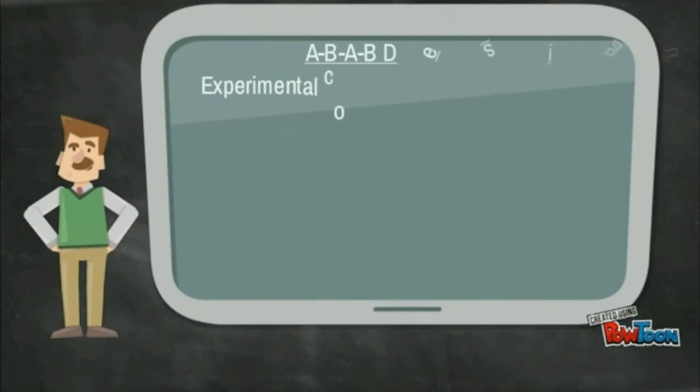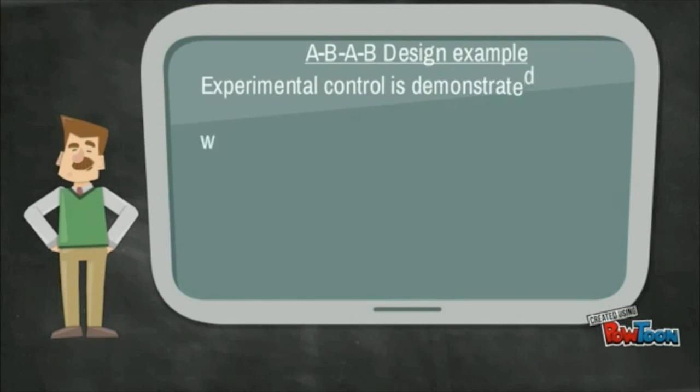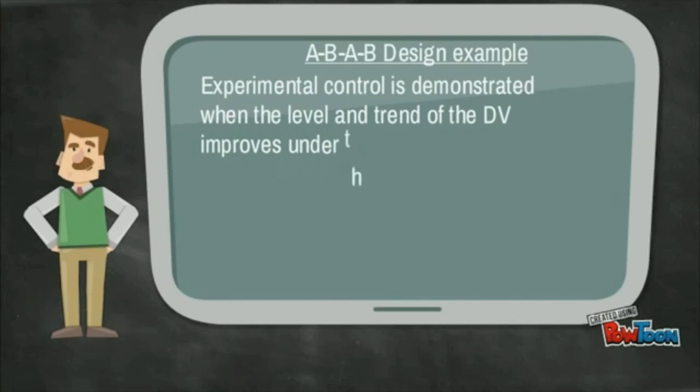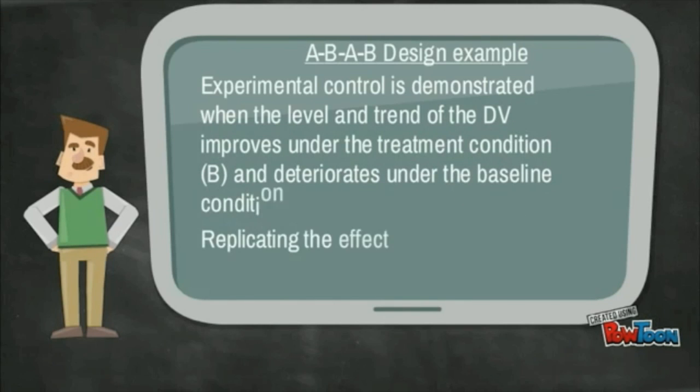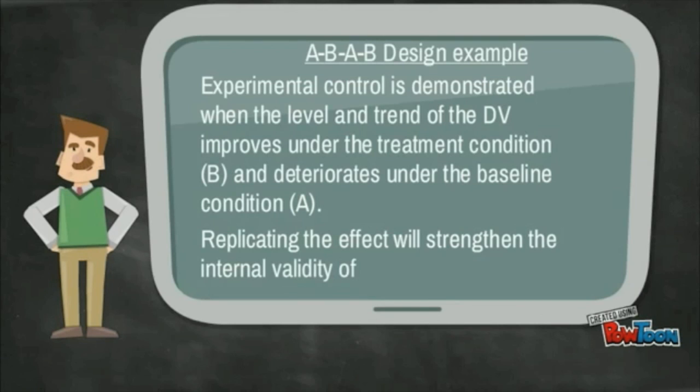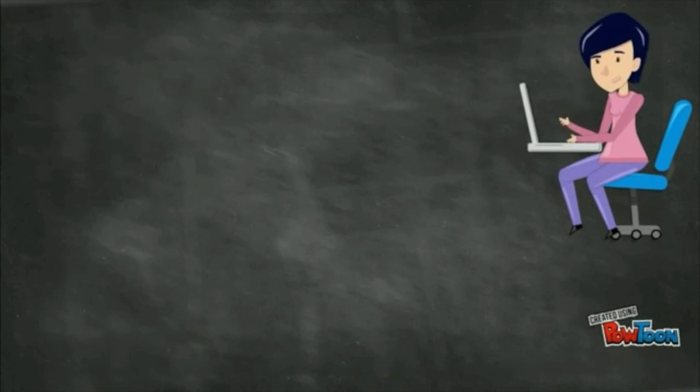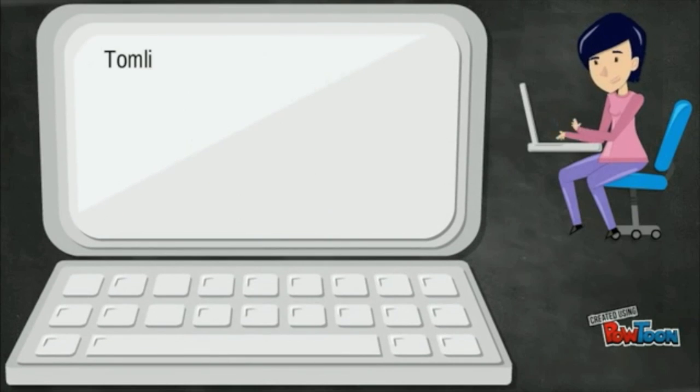For example, in a more traditional AB-AB design, the experimental control is demonstrated when the level and trend of the dependent variable, or the behavior, improves under the intervention condition B and deteriorates under the baseline condition A. With each replication of an effect, the internal validity of the inferences is strengthened. The multiple baseline design was chosen for Tomlin and Reed's study.